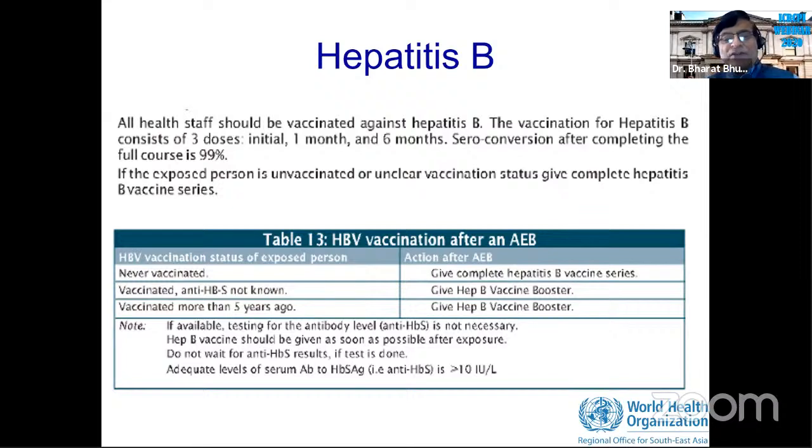Now, if an injury has occurred and the person has not been vaccinated, we should give the complete hepatitis B vaccination series. If the person is vaccinated, but we don't know the status of titer of antibodies, give a booster. If a person was vaccinated more than 5 years ago, give a hepatitis B vaccine booster. Again, it is very important if we can do anti-HBs titer, anti-surface antigen titer.